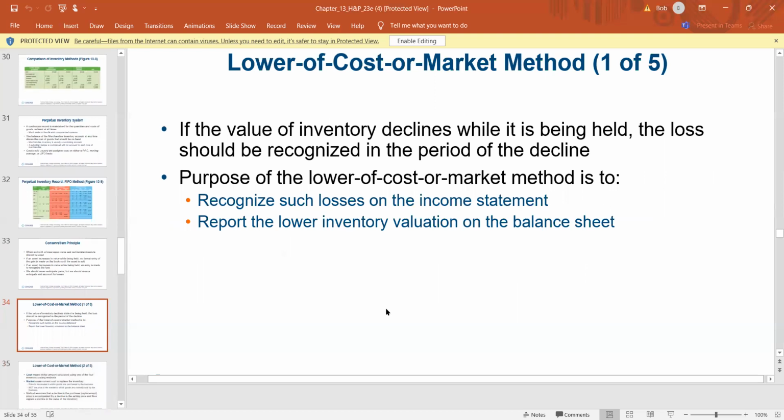Now, along that line comes another accounting principle. It's called the lower of cost or market. If the value of inventory declines while it's being held, we have to recognize that loss. And the purpose of lower of cost or market is to recognize such losses immediately and lower the inventory to a proper value at the same time.